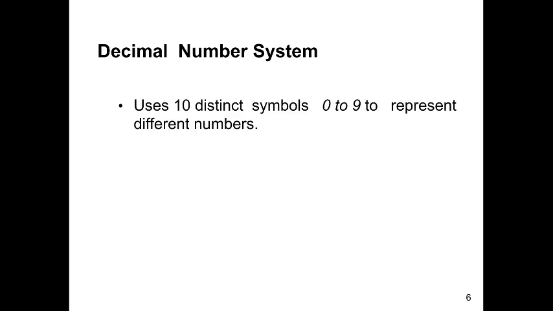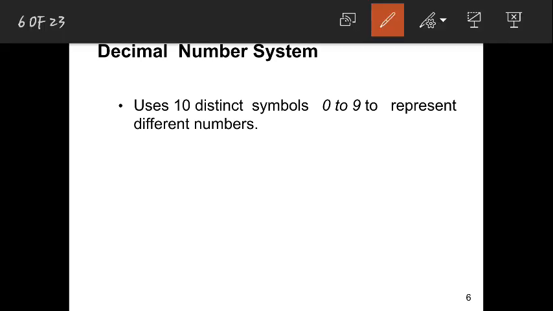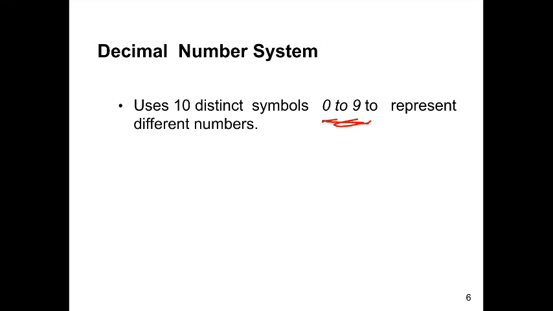Now the decimal number system. This uses 10 symbols, from 0 to 9, to represent different numbers. So 0, 1, 2, 3, 4, 5, 6, 7, 8 and 9. The total count is 10 because it starts from 0 and we end at 9. It forms 10 symbols.